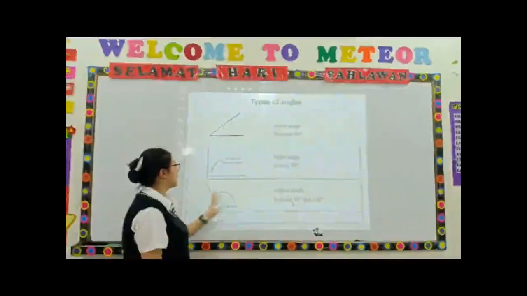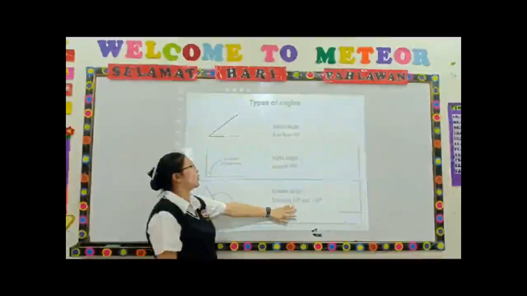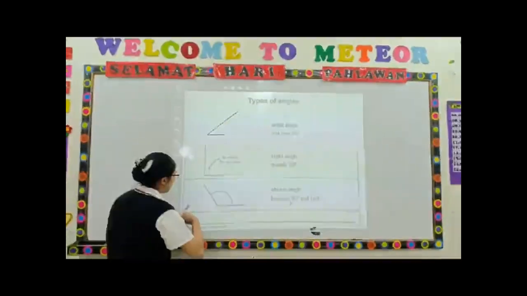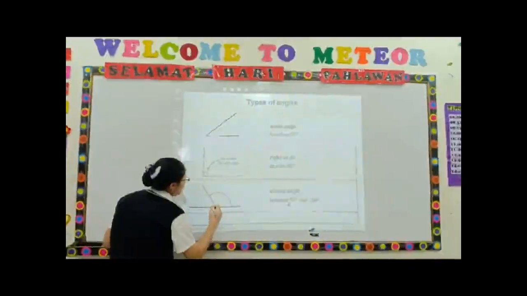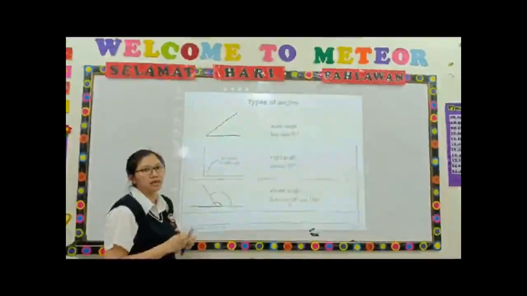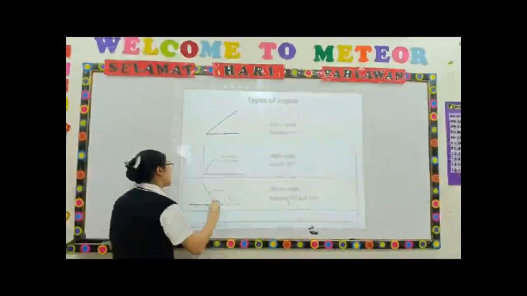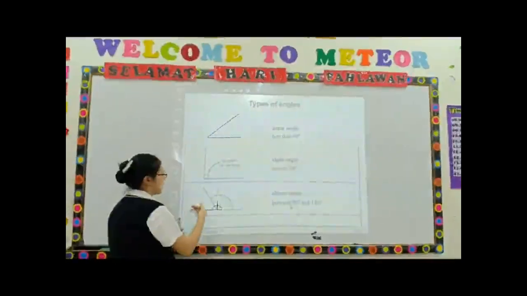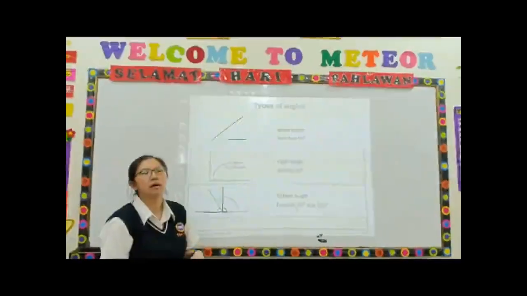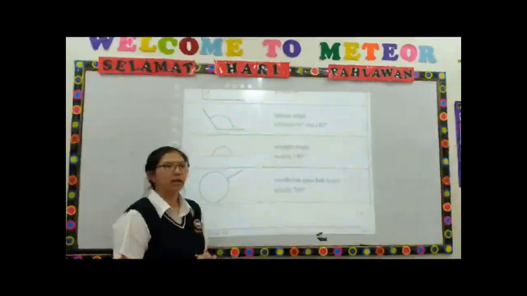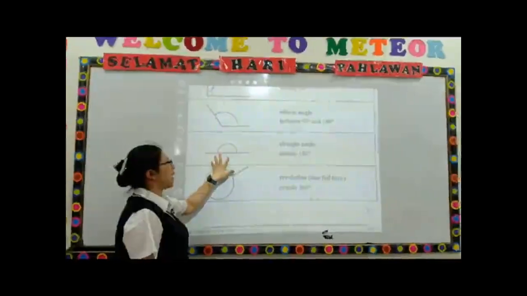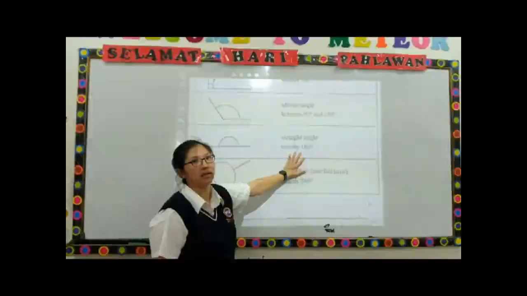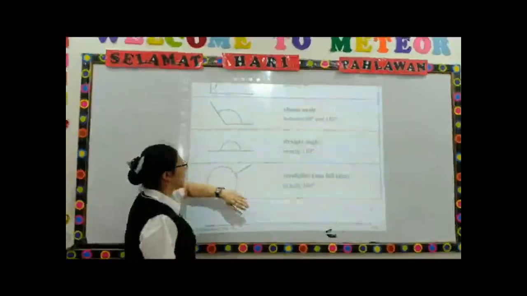Okay? An obtuse angle is an angle which lies between 90 degrees and 180 degrees. 180 degrees is a straight line. So the angle on a straight line is 180 degrees. Any angle that is more than 90 degrees but less than 180 degrees is an obtuse angle. Like what I've explained just now, the angle on a straight line is exactly 180 degrees.